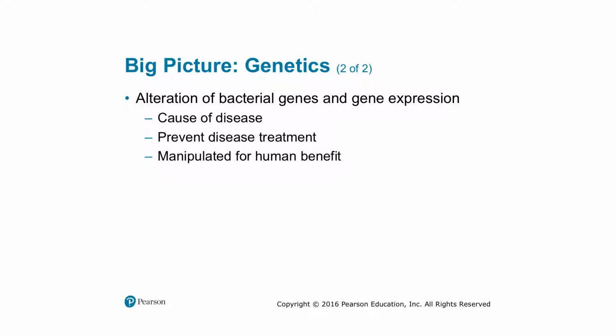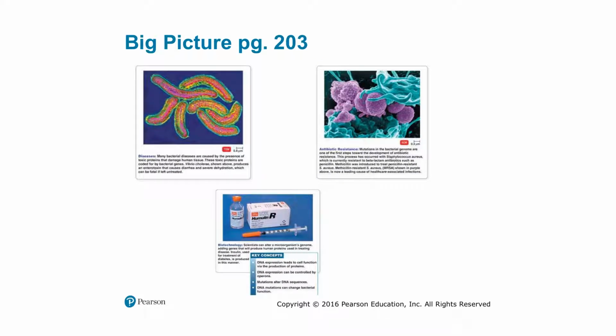So the alteration of bacterial genes and gene expression is one of the causes of disease, and it can also prevent disease treatment, and it can also be manipulated for human benefit. And so this is something that's a very fast-growing kind of thing that we're seeing a lot of now. So here we can take a look at a couple of examples of how mutations are helping us and also hurting us. And so the diseases here, they can start to create proteins that are toxic to humans as well as to animals and other organisms.